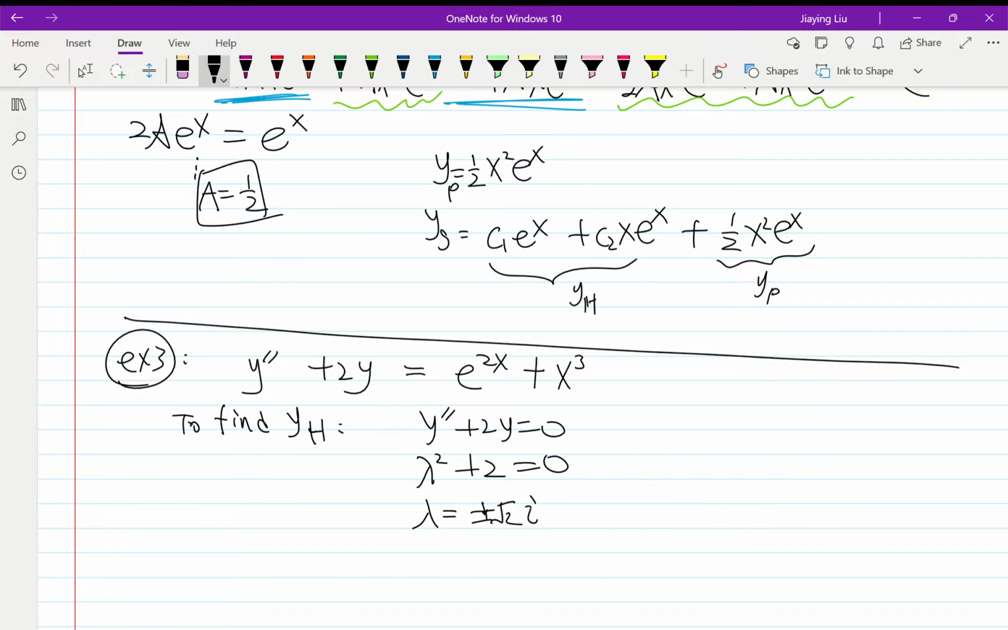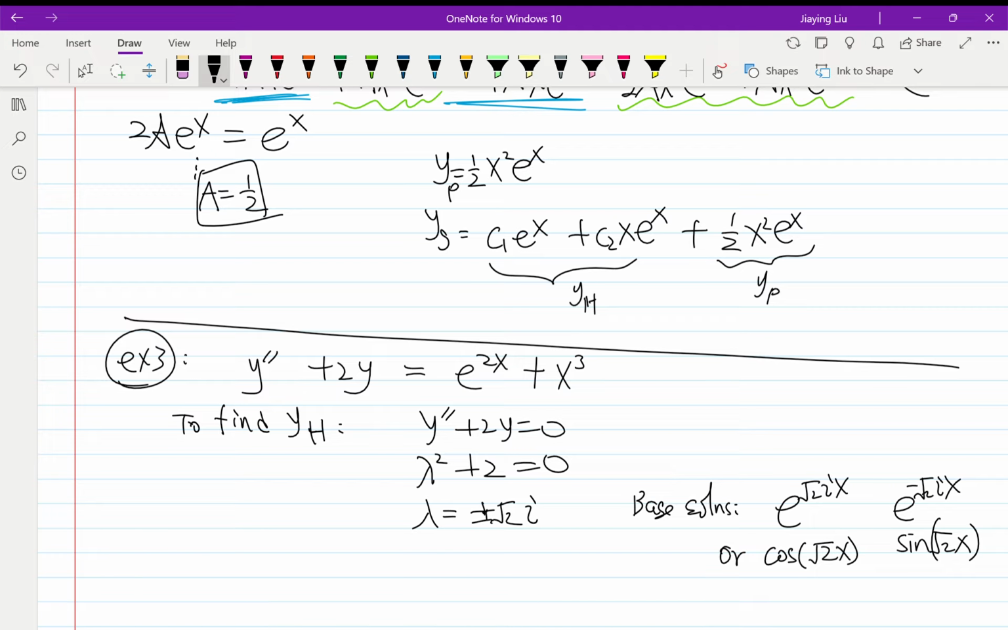So here, when we write down the homogeneous solution, we could use e to the square root of 2 i x and e to the negative square root of 2 i x as the base solutions. That's one way. But we could just use sine and cosine, right? And in fact, sine and cosine is sometimes easier to use if we have initial conditions. So cosine of square root of 2x, and sine of square root of 2x.